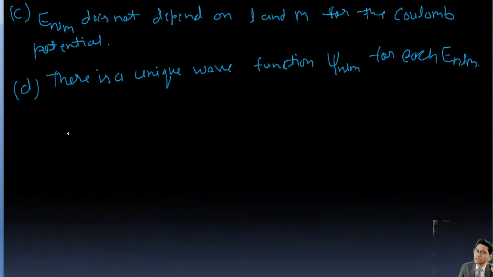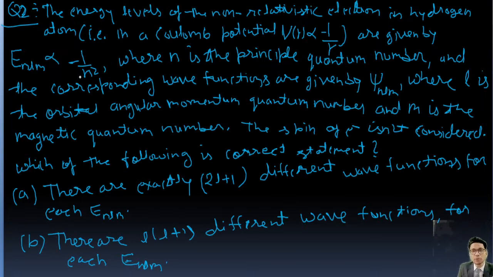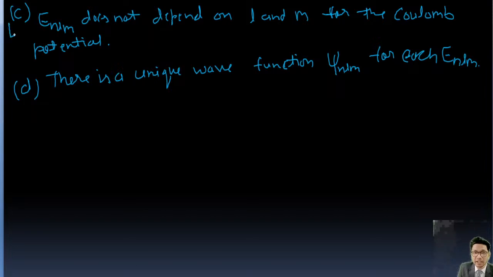Now check option number C. Option C is saying ENLM does not depend on L and M for the Coulomb potential. This is absolutely correct, because here we can see that ENLM is only proportional to minus 1 upon n square, meaning it depends only on the principal quantum number. There is no other term apart from the principal quantum number. So option C is the correct option, that is, ENLM does not depend on L and M for the Coulomb potential we have been given.